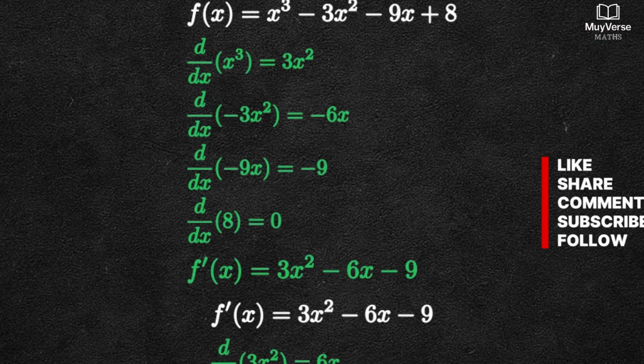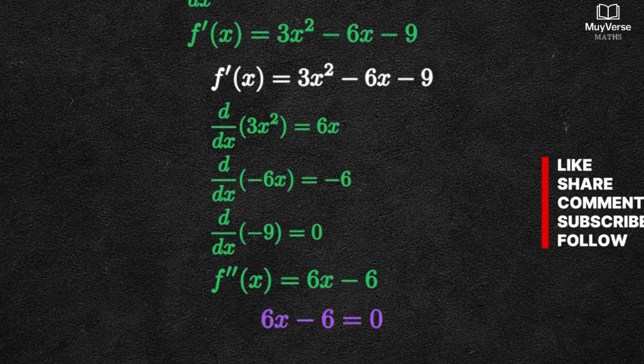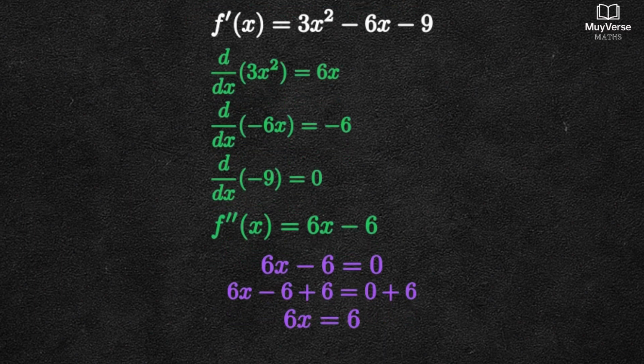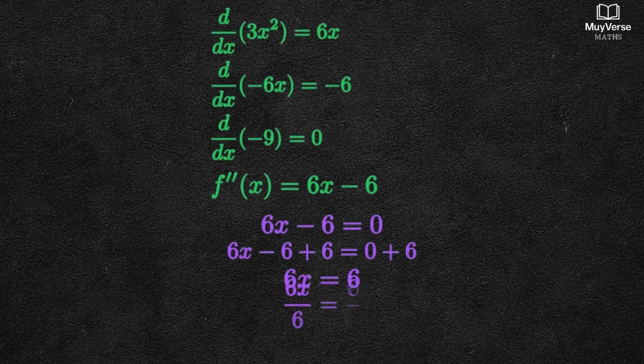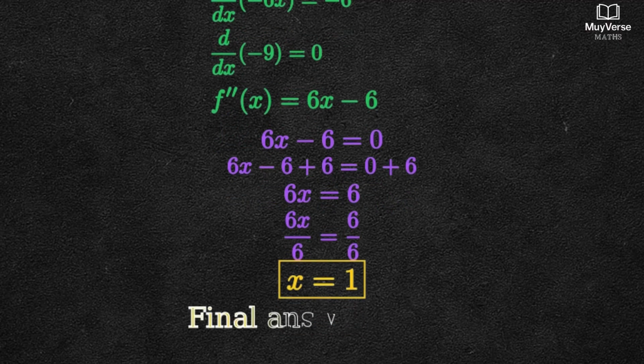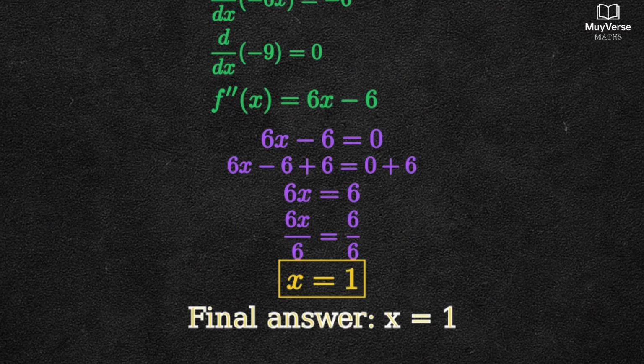Step 3. Solve f double prime of x equals 0. Set 6x minus 6 equal to 0. Add 6 to both sides. 6x equals 6. Divide both sides by 6, x equals 1. So the value where f double prime of x equals 0 is x equals 1.